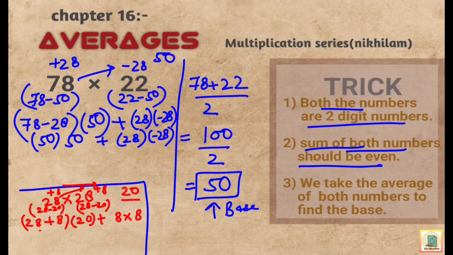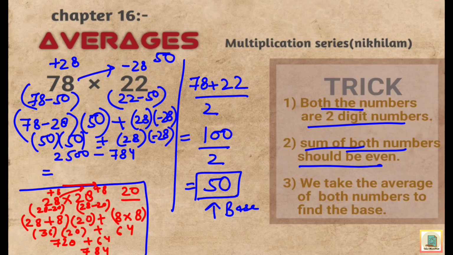So 28 plus 8 gives you 36, multiply by 20, plus 8 multiplied by 8 gives you 64. So 36 multiplied by 20 will be 720, plus 64, which gives you 784 as the answer. So here we get 28 multiplied by 28 as 784, and here plus times minus will make it minus, and 50 multiplied by 50 will give you 2500. So the final answer will be 1716.